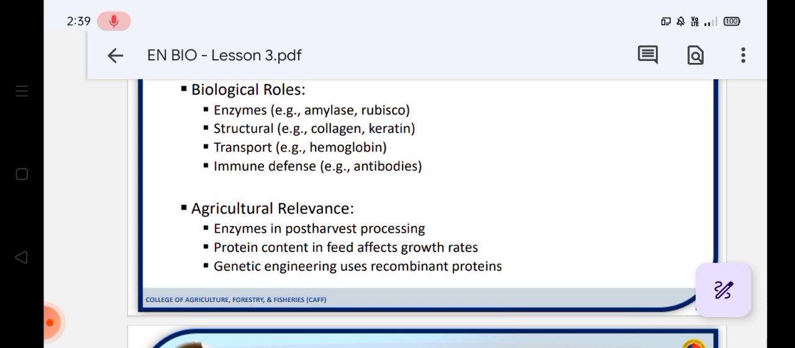In agriculture, proteins are central to productivity and innovation. Enzymes in post-harvest processing improve food texture, shelf life, and nutrient availability. Next, protein content in feed directly affects growth rates, reproductive success, and overall livestock health. Then we also have genetic engineering, using recombinant proteins to enhance crop resistance, produce vaccines, and develop biofortified foods.